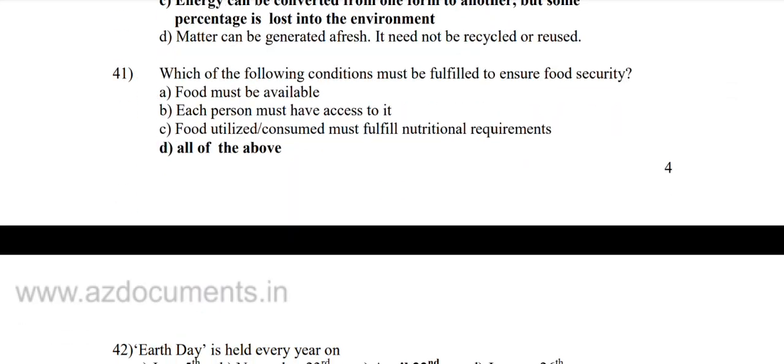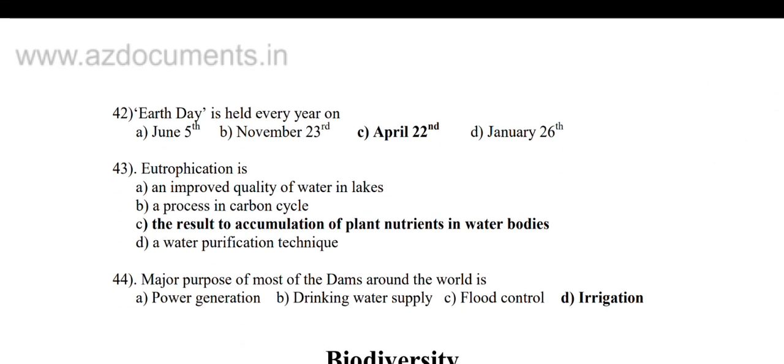Which of the following conditions must be fulfilled to ensure food security? All the above. Food must be available. Each person must have access to it. Food utilization must fulfill nutritional requirements. So 42nd question. Earth Day is held every year on April 22nd.